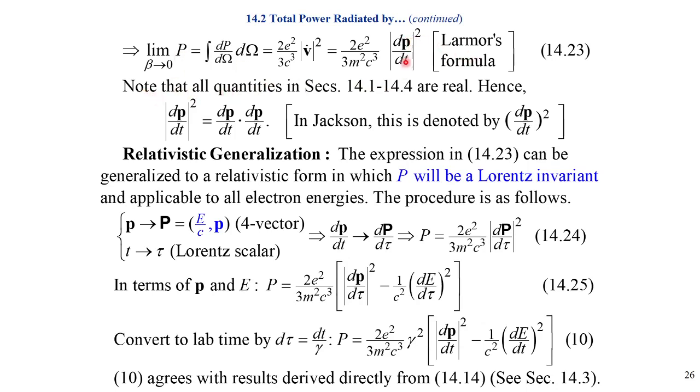dp over dt, all the quantities in sections 14.1 and 14.4 are real. So since the quantities are real, we can write it into this form. Jackson denoted this one by this one. Okay, that's Jackson's notation. That's Larmor's formula, non-relativistic.